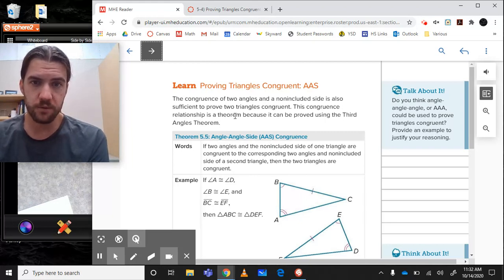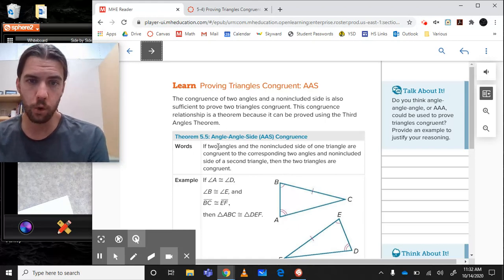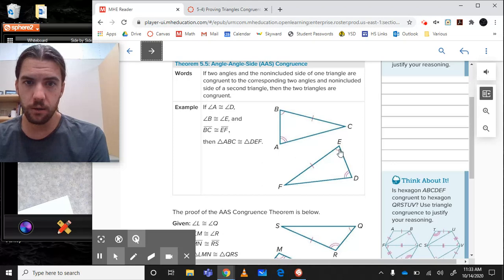This congruence relationship is a theorem because it can be proved using the third angles theorem. Okay, so in words, if two angles and the non-included side of one triangle are congruent to the corresponding two angles and non-included side of a second triangle, then the two triangles are congruent. For example, if angle A matches angle D, so 2 marks here, 2 marks here, angle B and angle E are congruent, and length BC and length EF, marked with one line each, are congruent, then we know that the whole triangle is congruent.